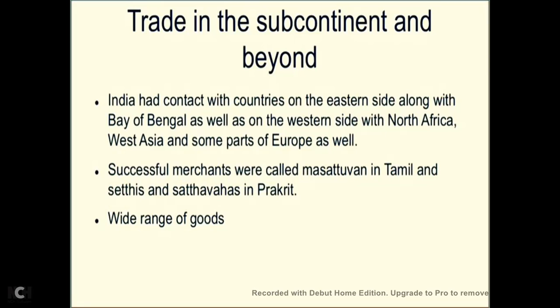The successful merchants were designated as Masattuvan in Tamil, and Setthis and Satavahas in Prakrit. At that time, these were the rich merchants, those who had a lot of money. These merchants called themselves Masattuvan.